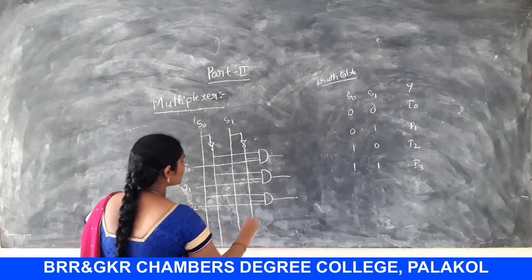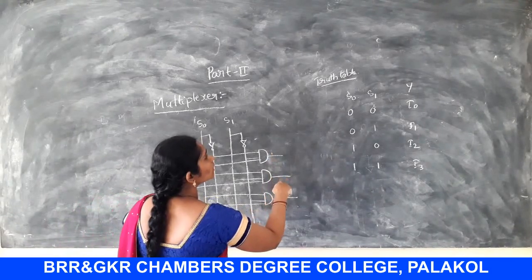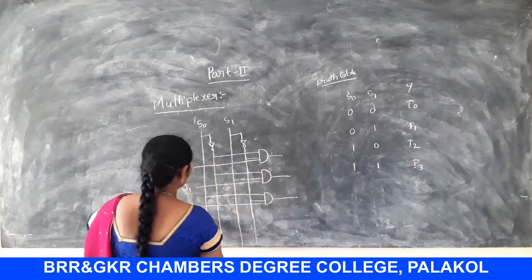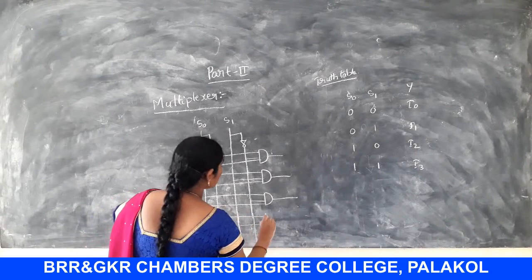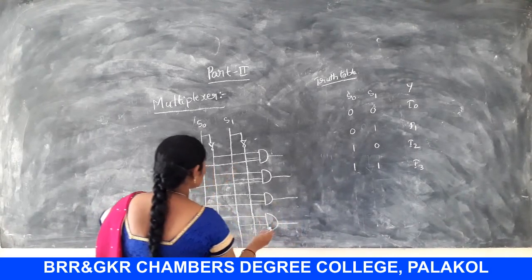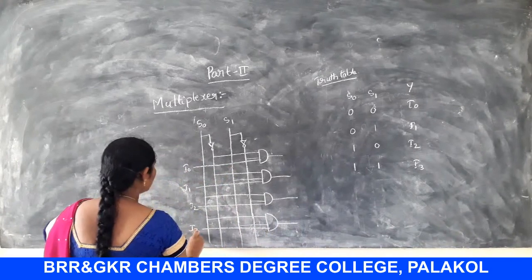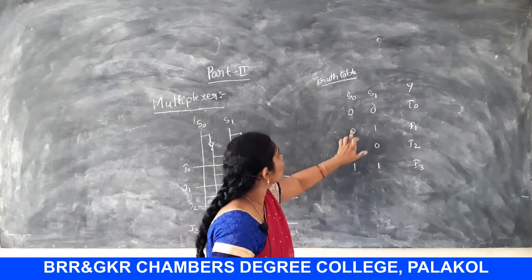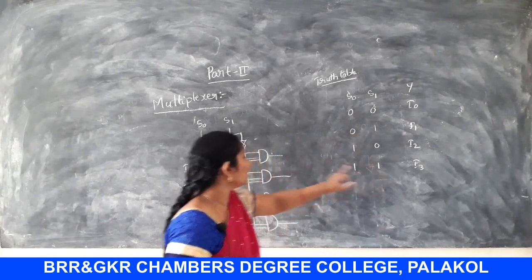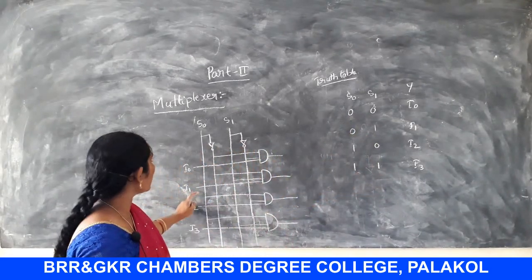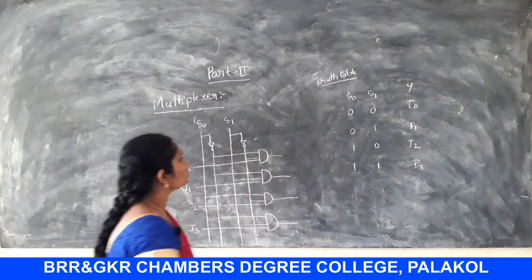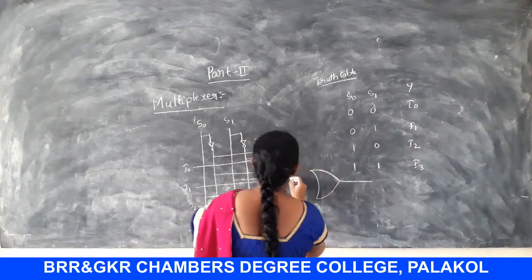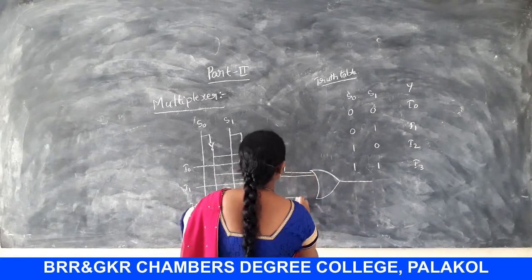I2 is completed, next one is 1 1. Here this is 1 and this is also 1, so you have to apply this I3 here. Depending upon 0 0, 0 1, 1 0 and 1 1, only one of I0, I1, I2, I3 is selected. Therefore finally there is only one output.